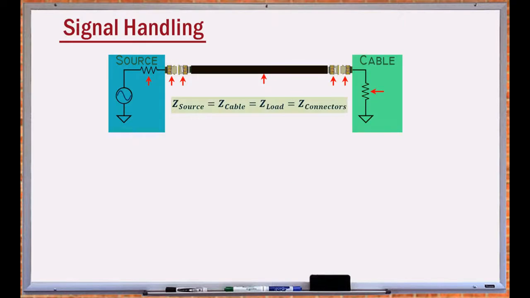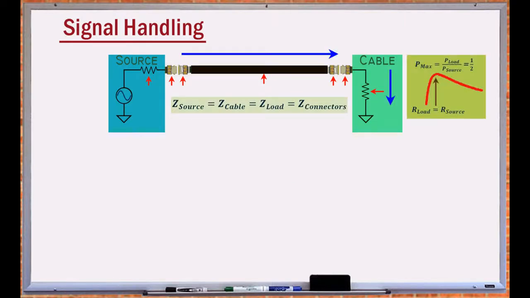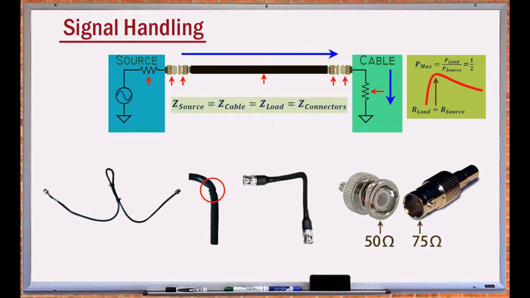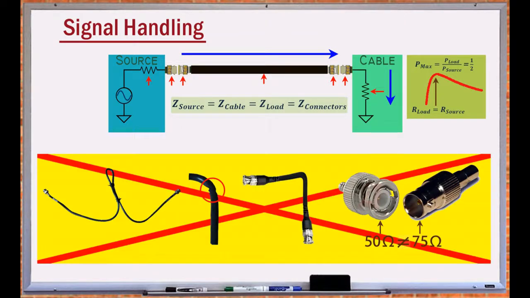Impedance matching maximizes the power transfer to the load and prevents reflection. Damaging a cable, by twisting, bending, or kinking, or placing improper signal connectors in the signal path, causes an impedance mismatch resulting in reflection, and consequently less than ideal signal handling.